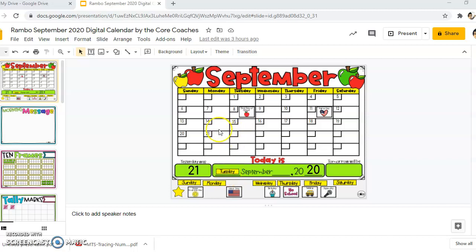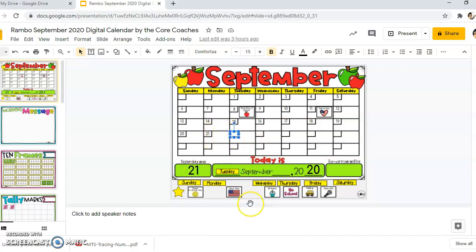Hi friends, we are going to do calendar. Now, yesterday was the 21st, so what number comes after 21? You're right, it's 22. It's a 2 and a 2. So let's write that down. A 2 in the tens place and a 2 in the ones place.